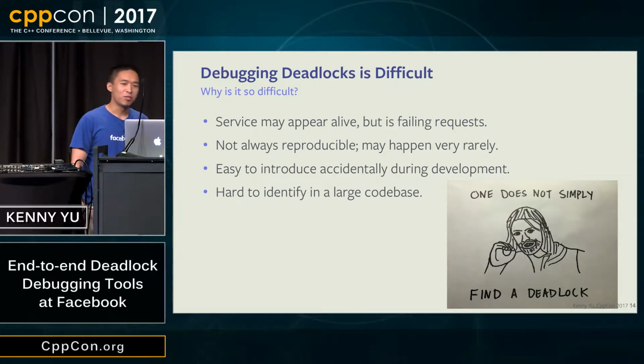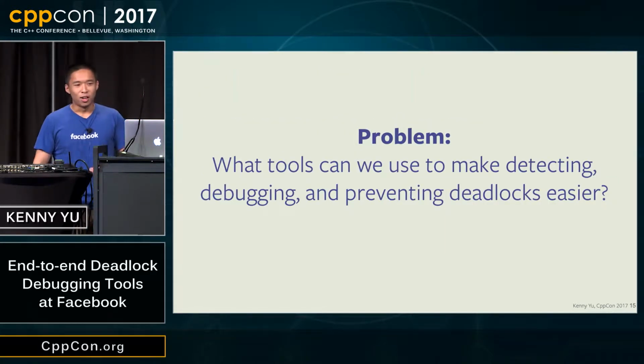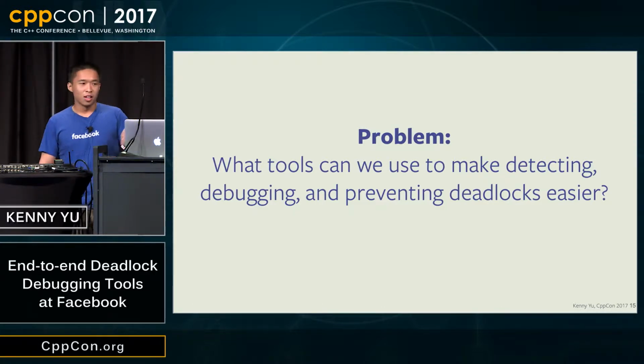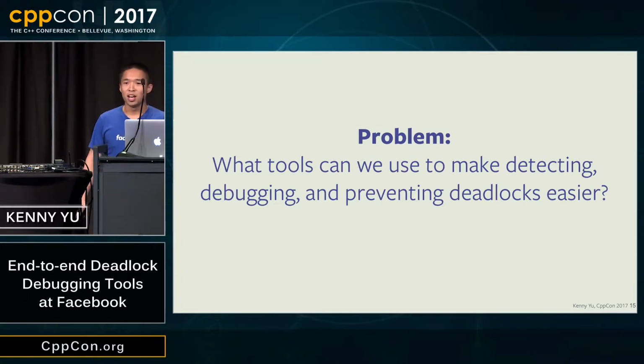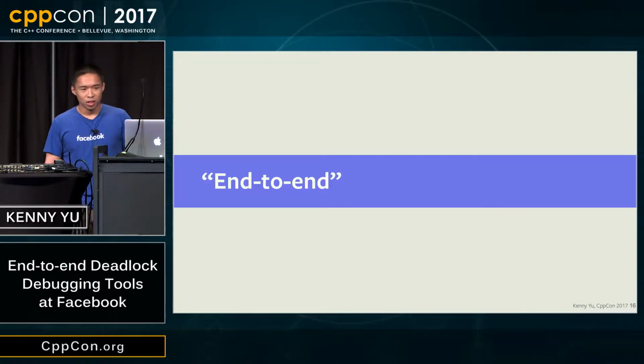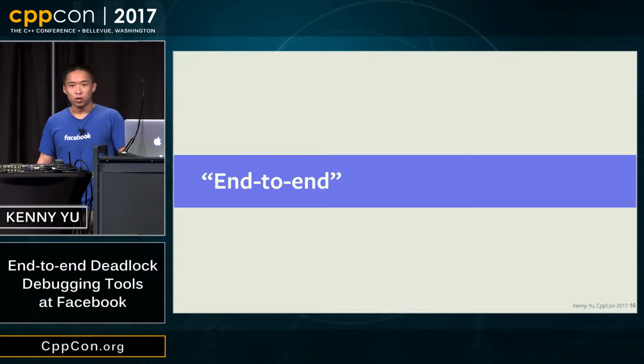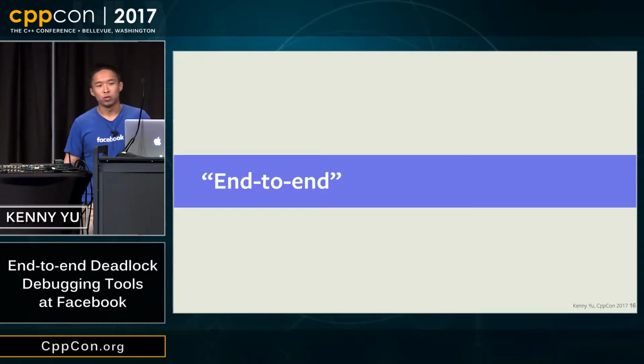Hopefully I've convinced you that debugging deadlocks is difficult. What can we do? For the rest of this talk, I'm going to address this problem. What tools can we use to make detecting, debugging, and preventing deadlocks easier? In order to understand our approach, I'll explain to you what I mean by end-to-end at Facebook. First, there's an observation. At Facebook, service developers are responsible for all phases of the service lifecycle.